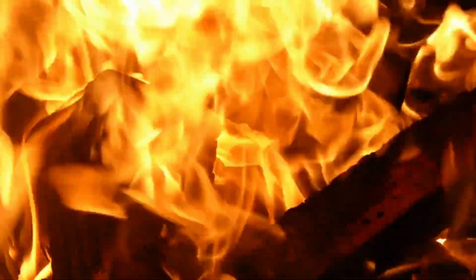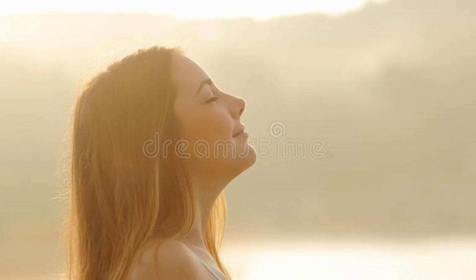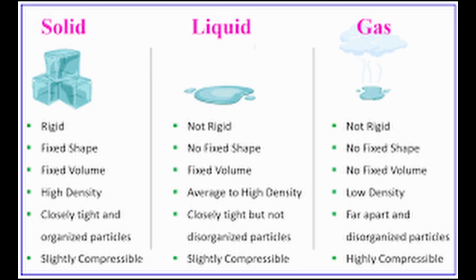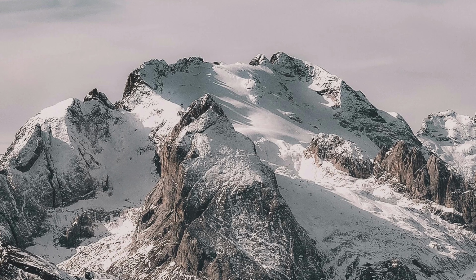So, to summarize, matter is anything that has mass and occupies space. And it exists in different forms called states: solids, liquids, gases, and plasma.